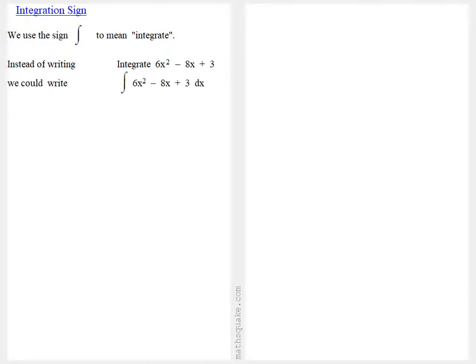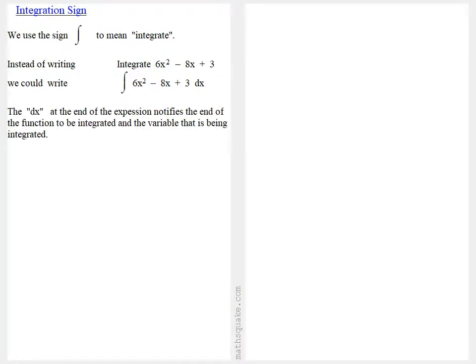The integration sign. Now we use the sign that looks like a very tall, slim letter S to mean integrate. So instead of writing integrate 6x squared minus 8x plus 3, we could write the integration sign 6x squared minus 8x plus 3 dx. Now the dx at the end of the expression notifies the end of the function to be integrated and the variable that is being integrated.